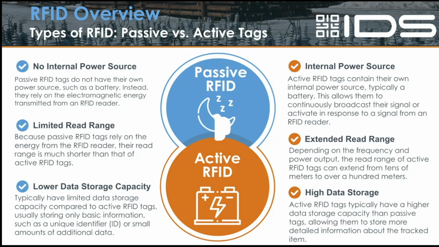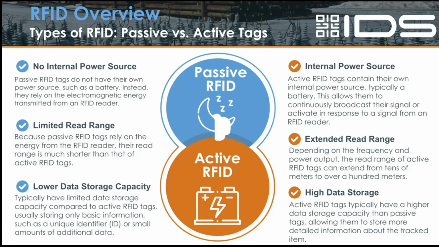With the active RFID, if you are familiar with or live in an area that has toll roads, like the fast pass, you drive through at 60 or 70 miles an hour and they're reading the tag of the vehicle. That's active RFID technology. Active RFID tags contain their own internal power source, typically a battery. This allows them to continuously broadcast their signal or activate in response to a signal from the reader.